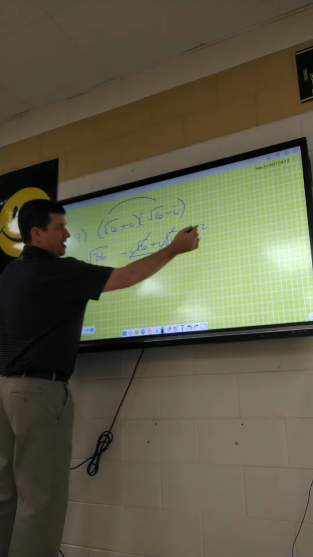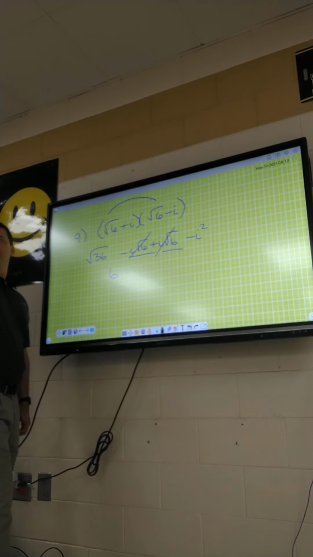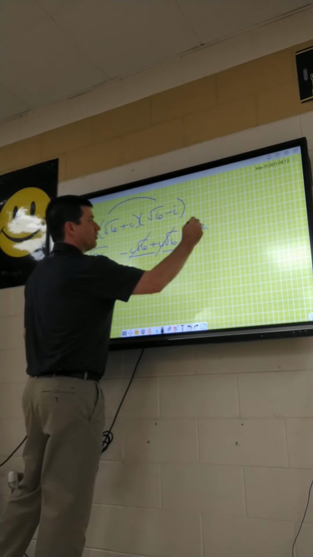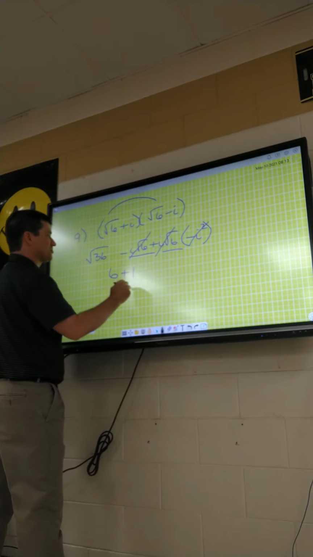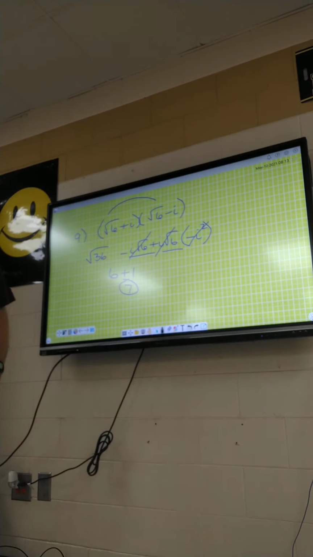What about this minus i squared on the end? What's that going to turn into? Negative 1 or positive 1? Positive 1, right. So 6 plus 1 is 7. Okay, that wasn't bad. All right, I'm going to let y'all do all the other problems 1 through 18 that we haven't done. I'm going to let y'all work on those in a minute on your own.